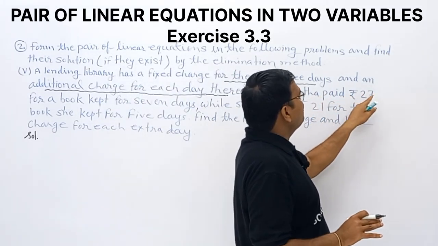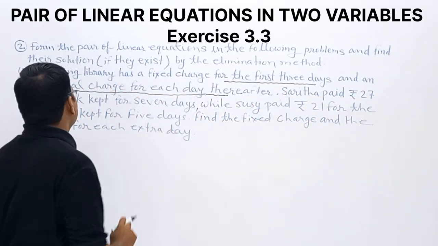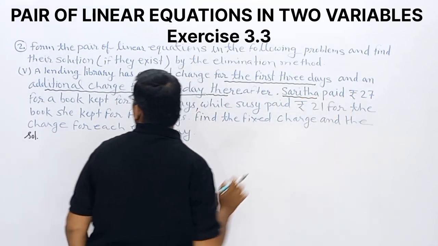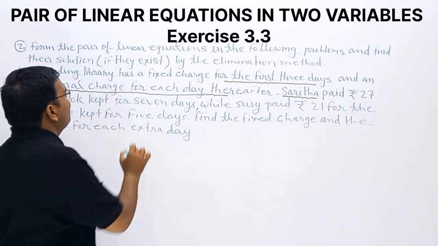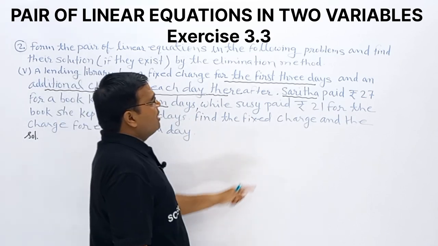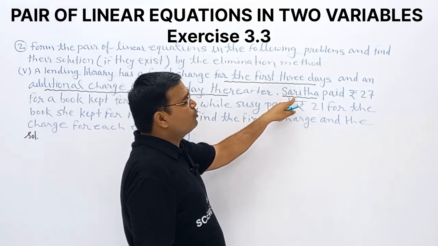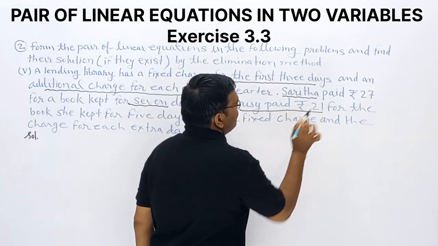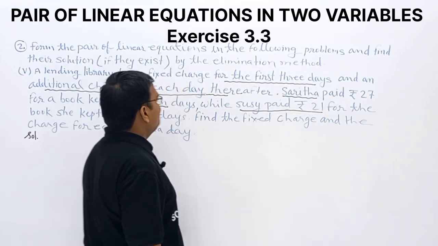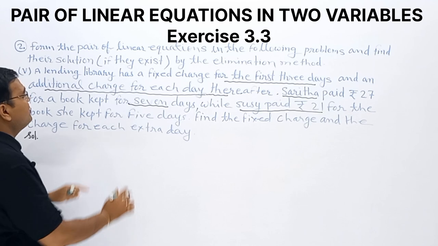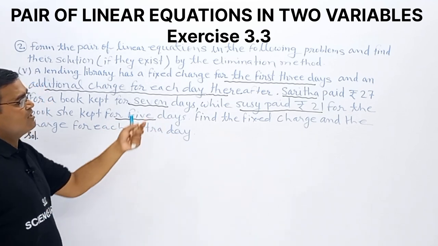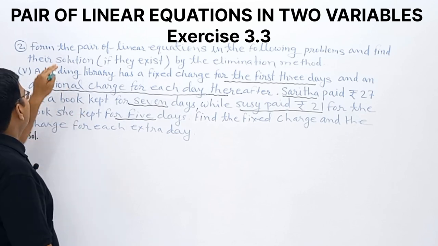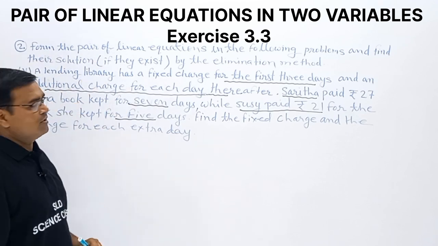Sarita paid rupees 27 for a book kept 7 days. That is the first condition. Sarita took the book from the library for 7 days. Susie paid 21 rupees for the book she kept 5 days. These are two situations. By using these situations, we will form the pair of linear equations.